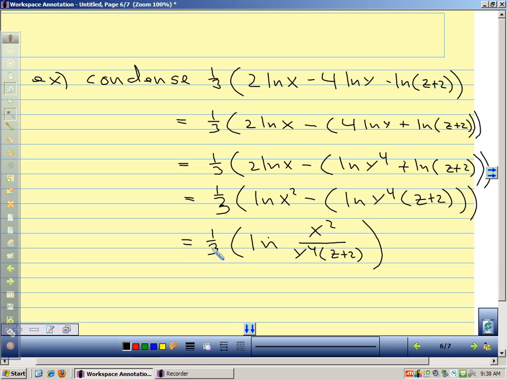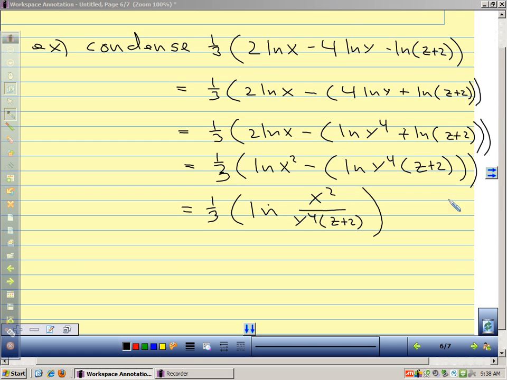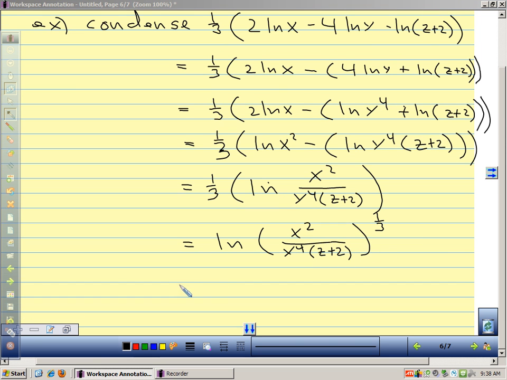So what did we say we can do with this 1/3? We raise everything to the 1/3 power. So this is the natural log of x squared over y to the 4th times z plus 2, all to the 1/3 power. And if I wanted to, this would be fine. Or if I wanted to, I could write this as the natural log of the 3rd root of x squared over y to the 4th z plus 2.